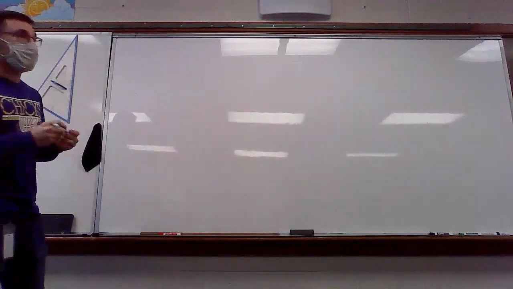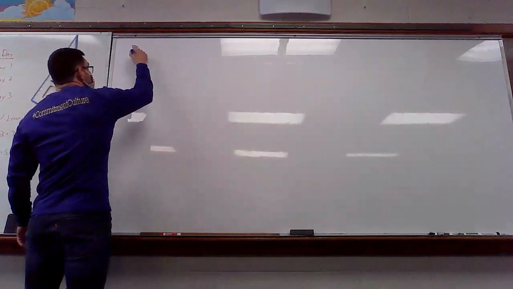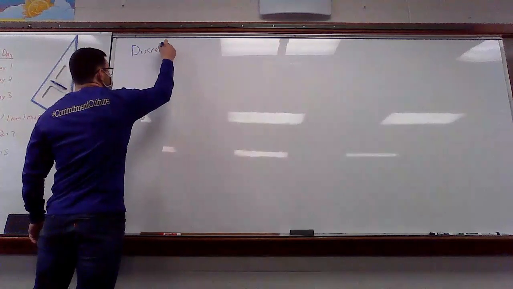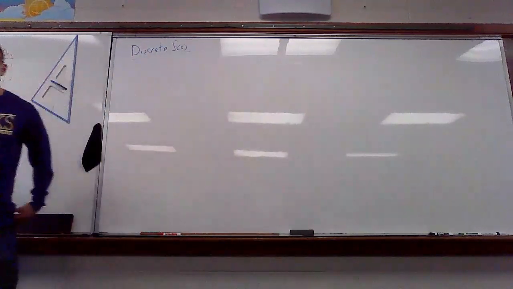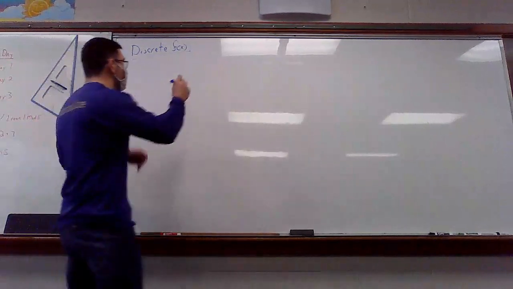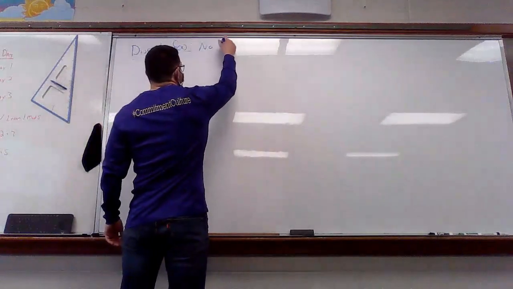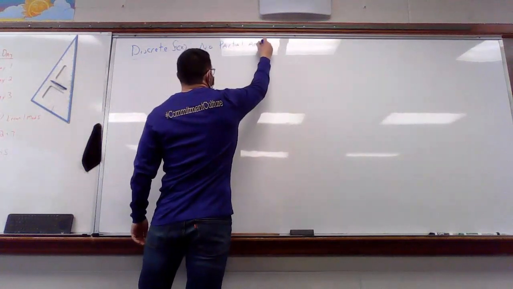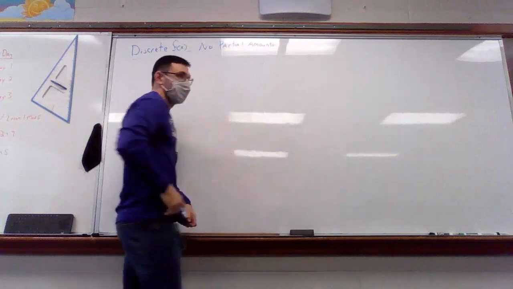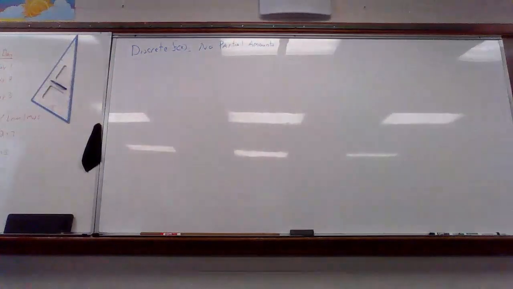Okay. So, if you watch the videos, which is a big if because most of you don't, you should have learned 2 things from lesson 4. The first thing that we're talking about is discrete functions. No partial amounts. That is the big thing with discrete functions. There are no partial amounts.